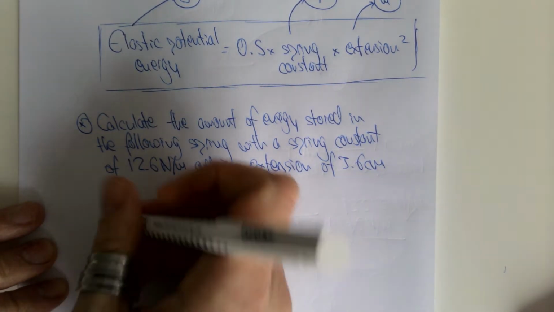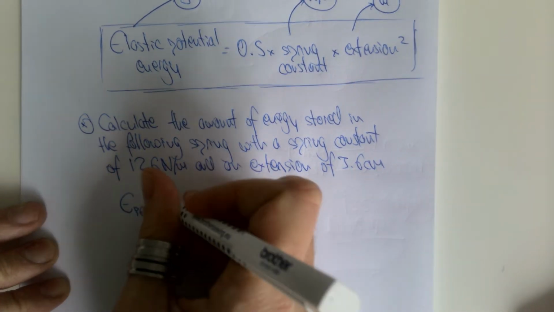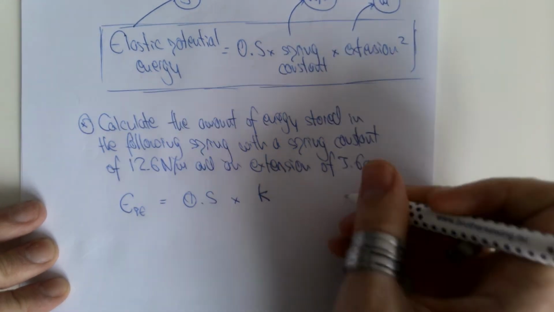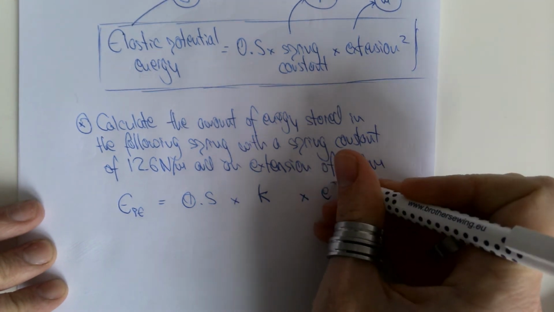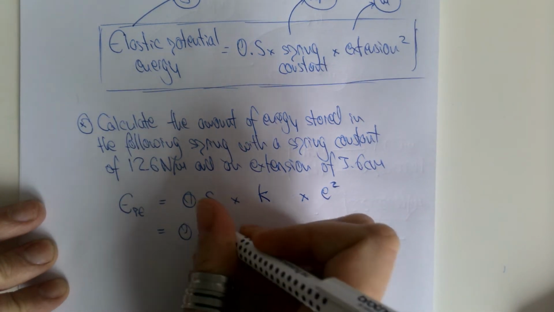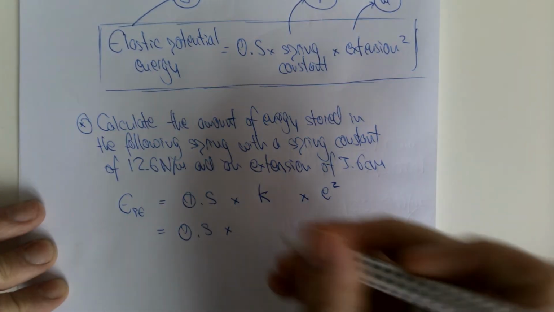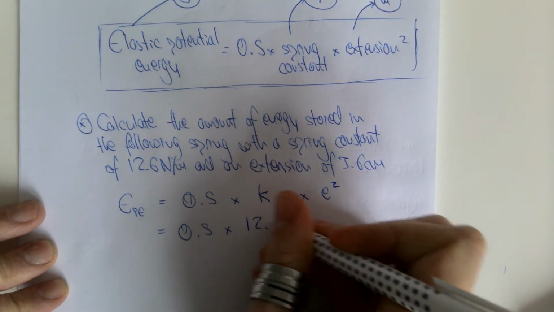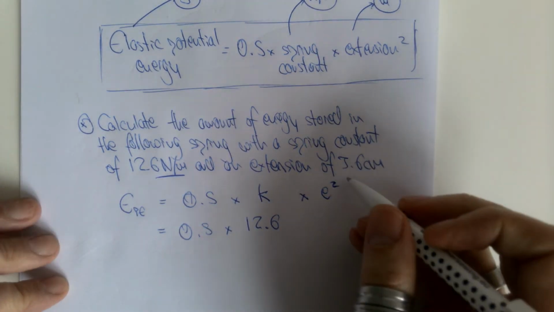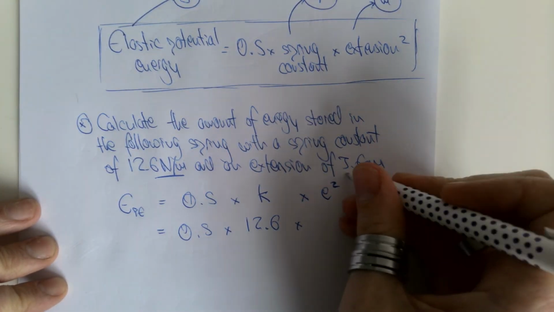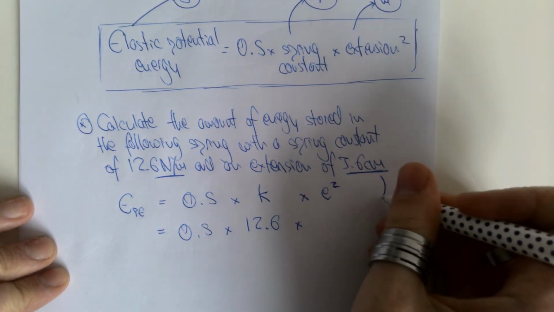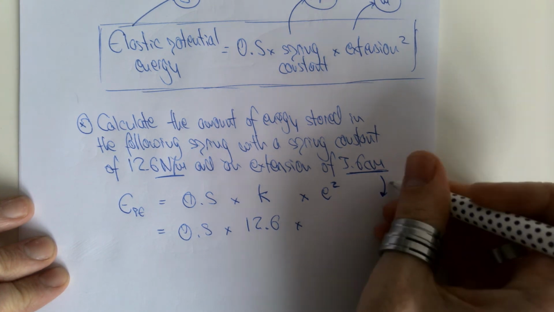So we know that elastic potential energy equals 0.5 times, use k for our spring constant, times extension squared. So to get this, 0.5 is still 0.5, don't need to go over that. 12.6 newtons per meter is absolutely fine because our unit is newtons per meter, so we don't have to convert it. But our extension is 3.6 centimeters. Now we need that measurement to be in meters, so we need to convert it before we put it into our equation.